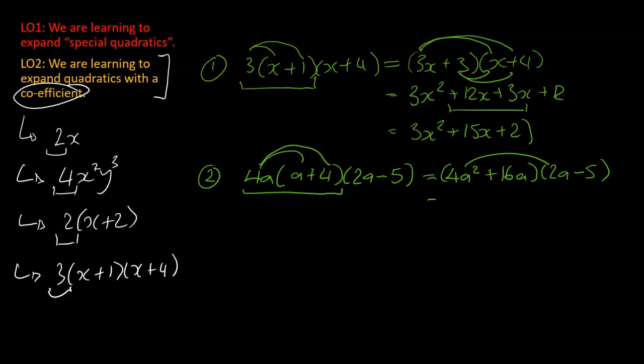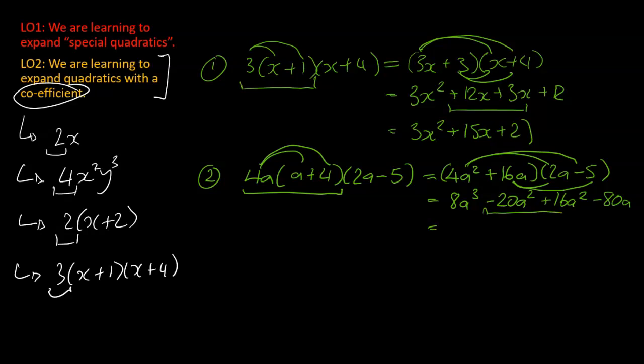We've got 4a squared times 2a, that's going to be 8a cubed. We've then got 4a squared times negative 5, which is minus 20a squared. And then we've got 16a times 2a, that's going to be plus 32a squared. And then finally, 16a times negative 5, and that's going to be negative 80a. Hopefully I've done my maths right there. Numbers were getting pretty big.